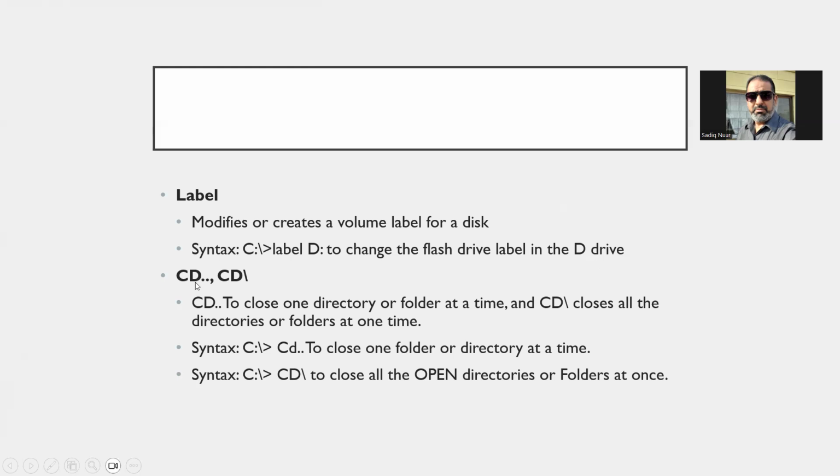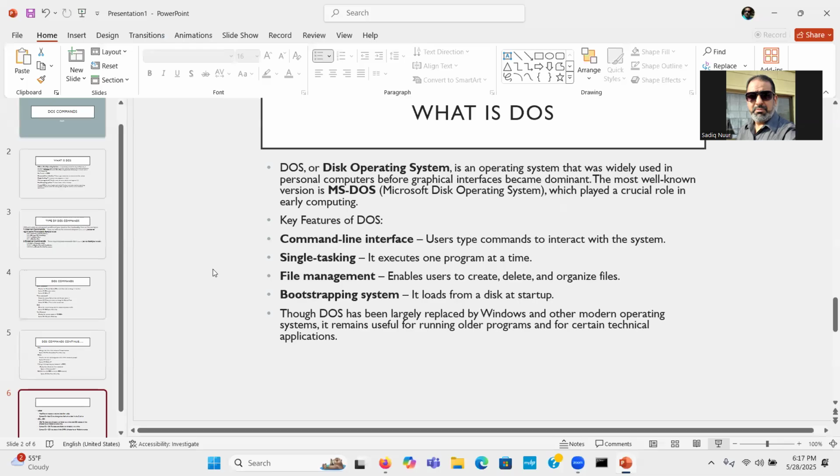CD double dot and CD backslash do two things in here. CD double dot is to close the folder that you are in one at a time, whereas the CD backslash closes everything at once, which I'm going to demonstrate to you when I show you how to do this command. So let's start now the DOS.